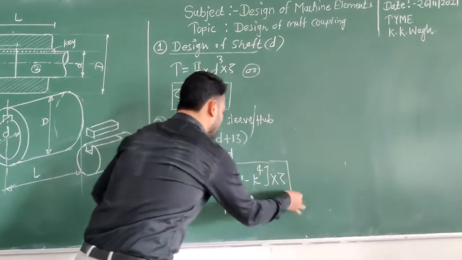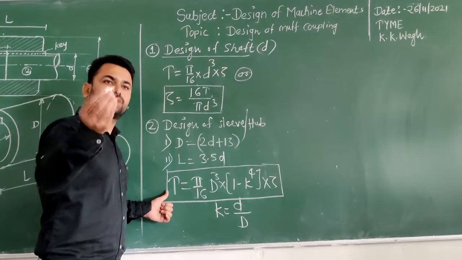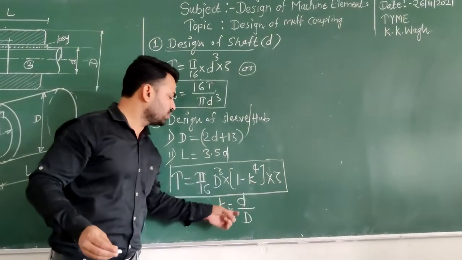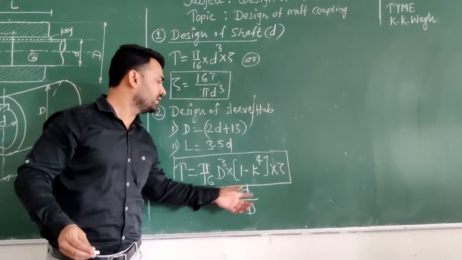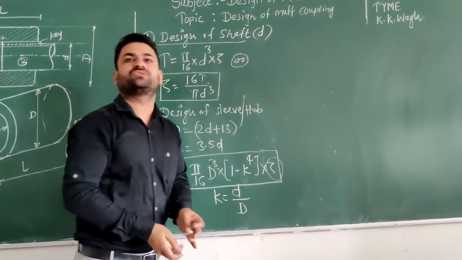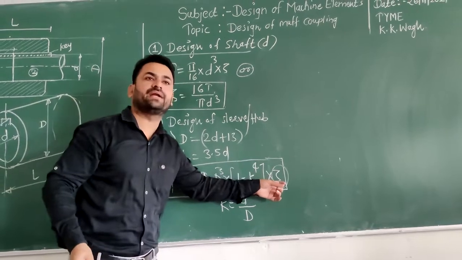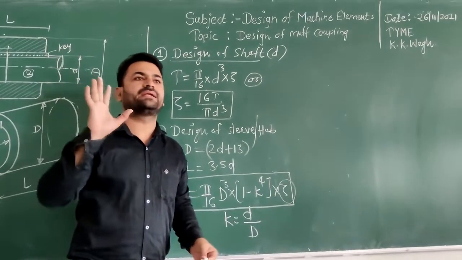So this is the equation, and in this equation, torque is known, capital D is also known, and k is also known because k is equal to small d upon capital D. Here we are going to check the shear stress, meaning we are going to check whether this design is correct or not, by finding the torsional shear stress. So this is step number second. Everybody get it now? Yes, sir.